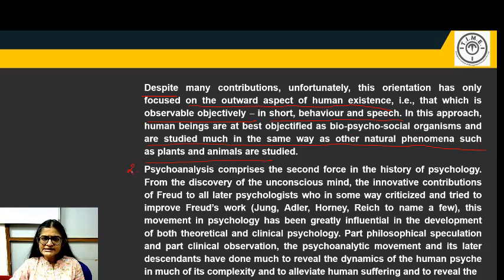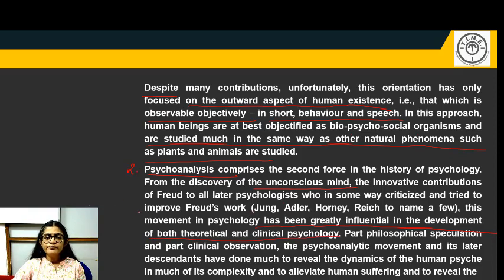Psychoanalysis comprises the second force in the history of psychology. From the discovery of the unconscious mind, the innovative contributions of Freud, Sigmund Freud, who is considered one of the founders of psychoanalysis, to all later psychologists who in some way criticized and tried to improve Freud's work, Jung, Adler, Horney, Reich, to name a few. This movement in psychology, which movement? Psychoanalysis has been greatly influential in the development of both theoretical and clinical psychology.